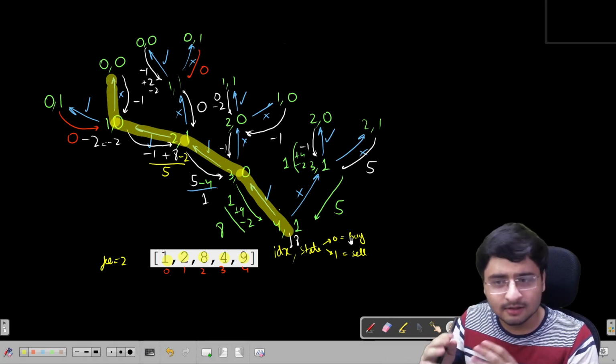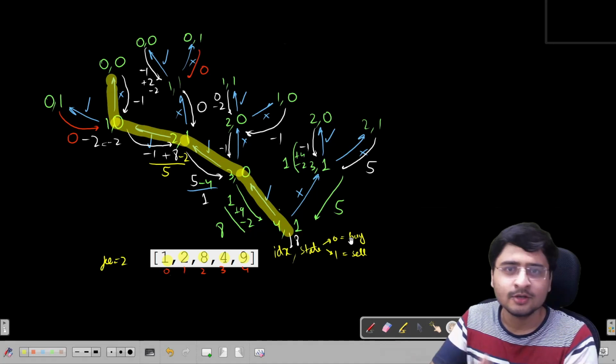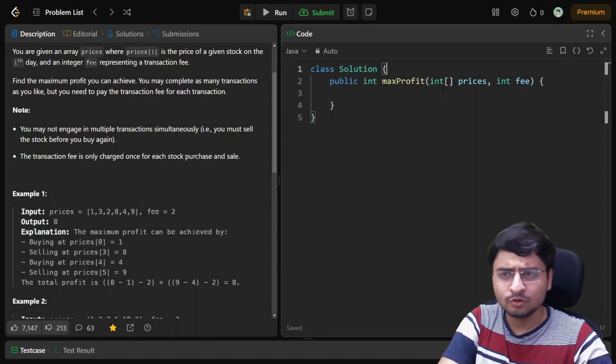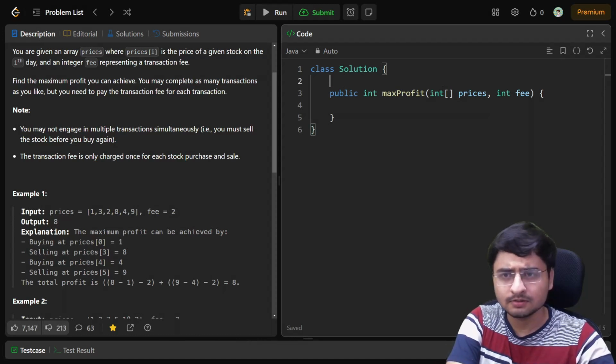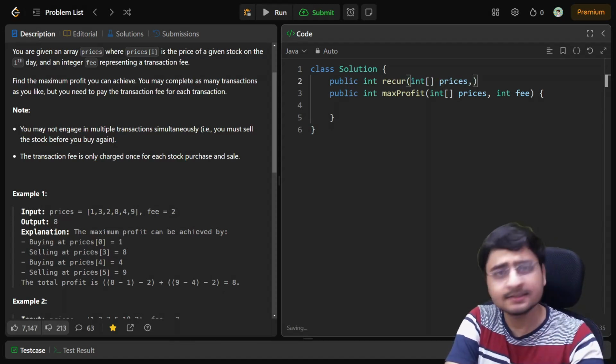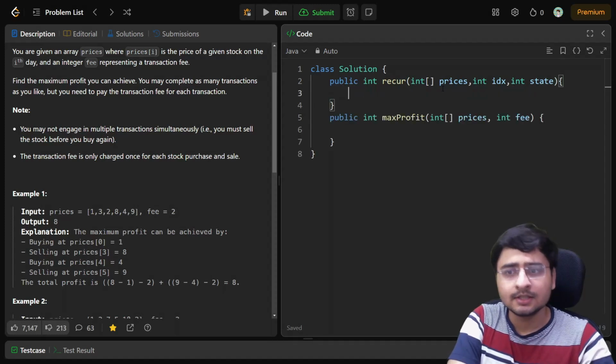So let's quickly talk about the recursive code, then we'll talk about the memoization code, and then the tabulation code, and then we're going to end the video. So code wise recursion is going to be straightforward. What we are going to do is create a function called public int recur, int prices. And what are we going to send? Prices is definitely a parameter, the index we need, and the state we need.